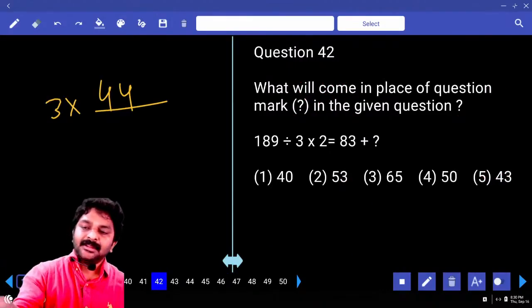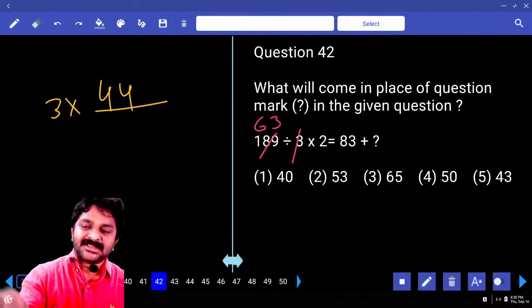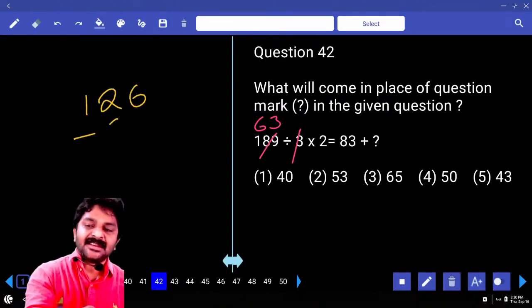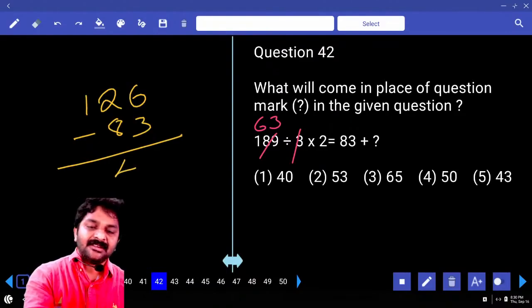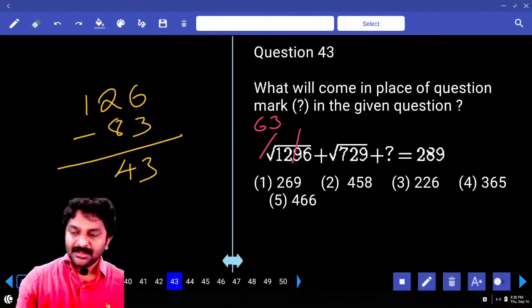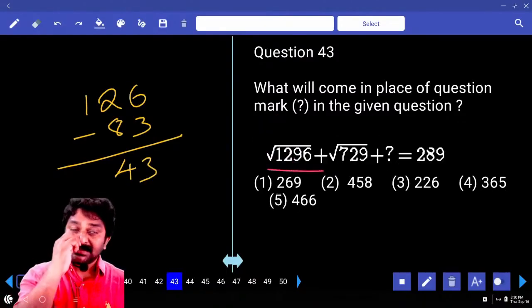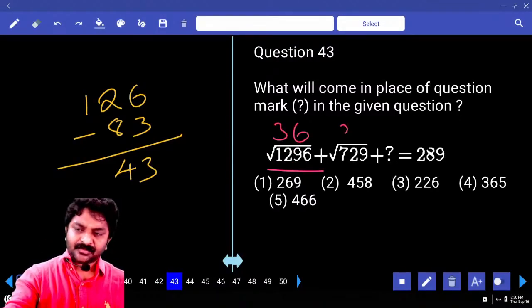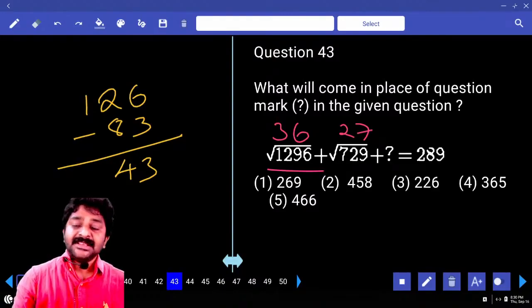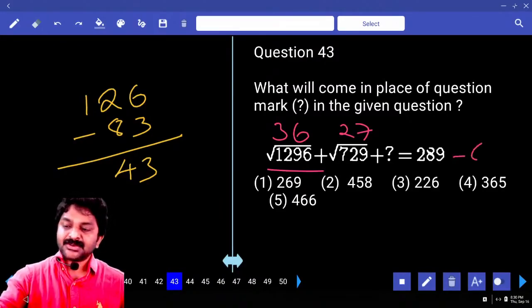Right. 3 how many times? 63 times. 63 to 126. The right hand side number 83 comes to the left hand side. And the answer is 43. Next. Under root 1296. Already we calculated. 36 and then 27. Sum 63. 63 goes to the right hand side.